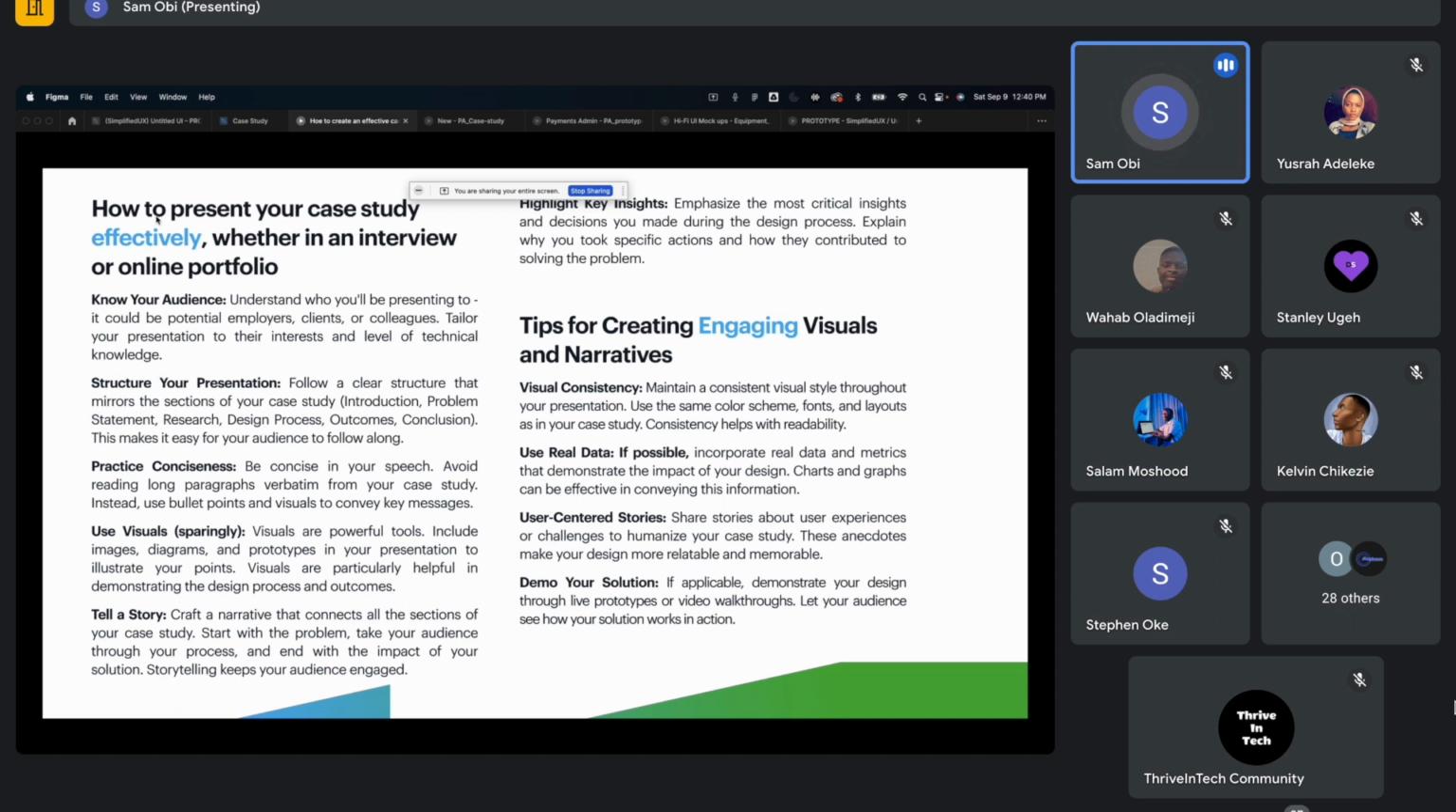You have to also practice conciseness. You have to ensure that whatever you're saying is articulated and concise. You don't have to use too many words to say something that can be said in fewer. That is very, very important. And then I put it there again, still use visuals, but use them sparingly. Tell a story. We have talked about that. Ensure that your story makes sense and is relatable and it sounds the way it should sound based on the problem that you're solving. And then highlight key insights, which is really, really important as well.